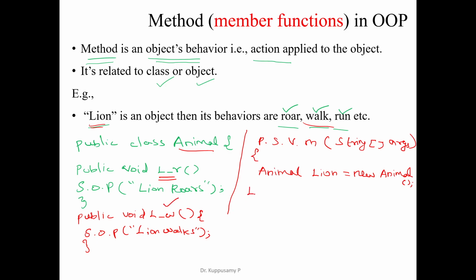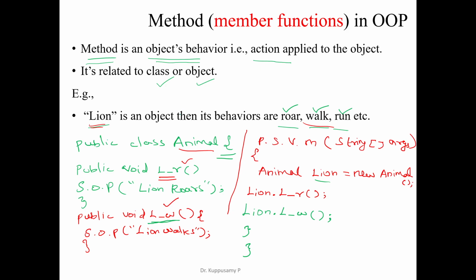So here the object is lion dot, what is the method name? L underscore r. This method L underscore r. Then the second method L underscore w. So lion is the object name, and this object name calls L underscore w. Then closing the main method and closing the class, these braces.